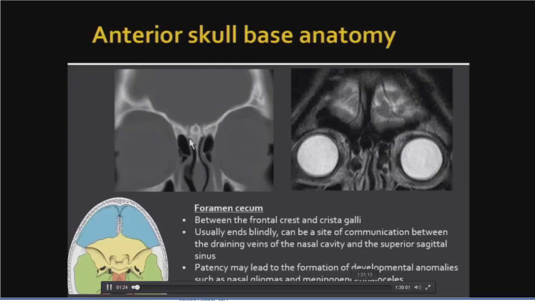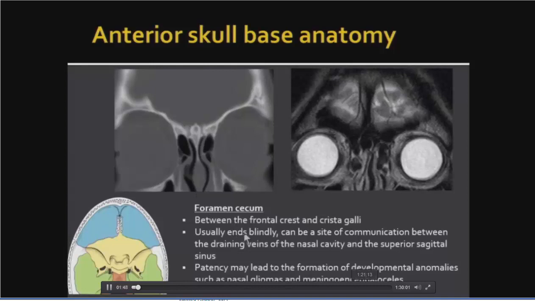Let's start quite anterior, where we are not clearly seeing the structure called the crista galli, so we are somewhere in this location here. This is where a normal structure called the foramen cecum is present in the fetus. This structure might be present in the adult as well, and if it is wide and patent, it can lead to a lot of congenital malformation. So normally the foramen cecum ends blindly.